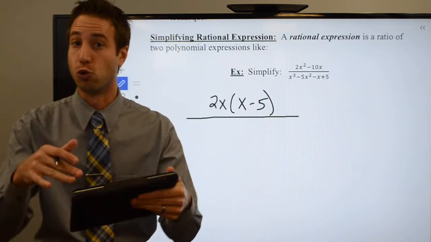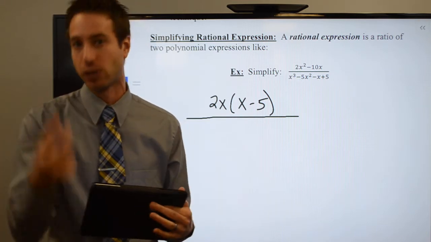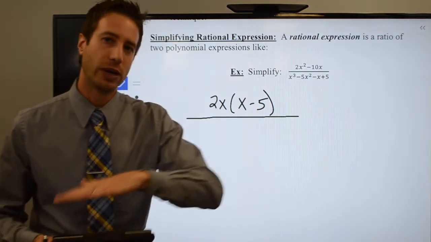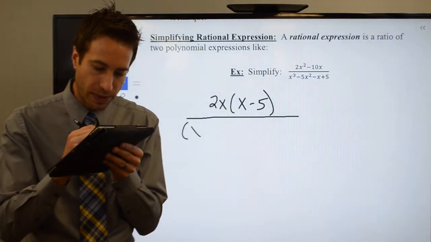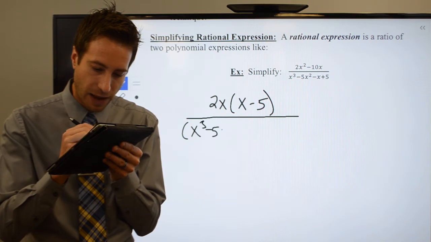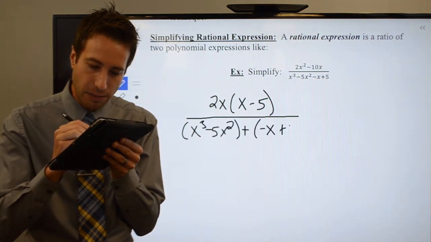So that's why you call it group and factor. You'll group them first, then see if you can factor those smaller groupings. And again, we looked at how to do that in Chapter 5, Section 5. So I'm going to group the x cubed minus 5x squared and the negative x plus 5.